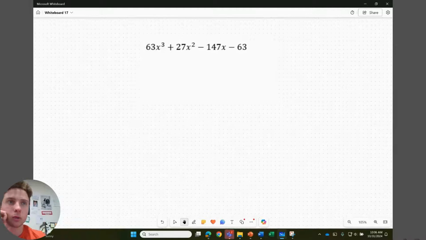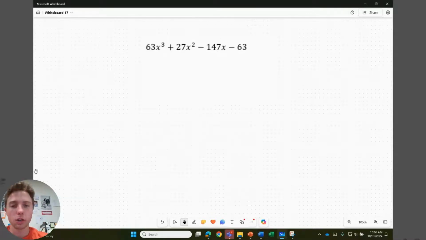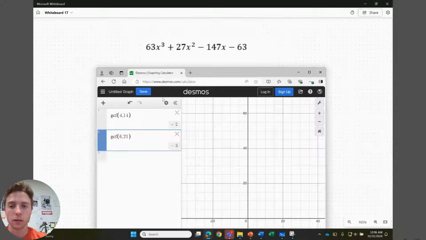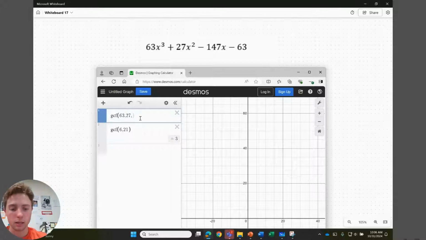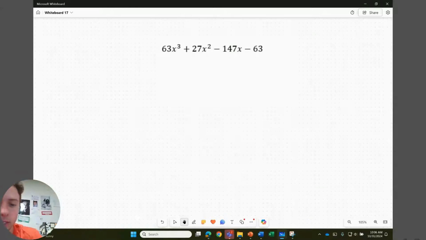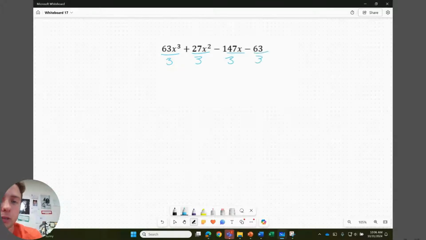Let's look at this next one. Again, the first thing you should always do is check for a GCF first. So that's what we're going to do here. We have GCF of 63, 27, 147. You can include the negative if you want, and the 63. And Desmos tells us the GCF is 3. So let's divide the GCF out. Always check for a GCF first. Divide it out if there is one.